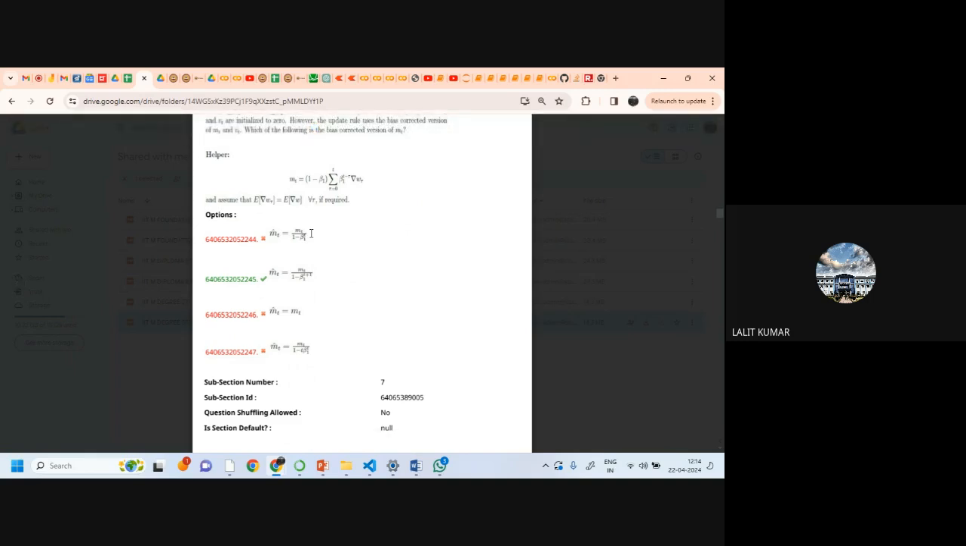Anyone having his notes here? Any register? I'll just open mine here. I'll just check. Okay. The professor, what he has covered, the first option: mt hat is equal to mt divided by 1 minus beta 1 t.